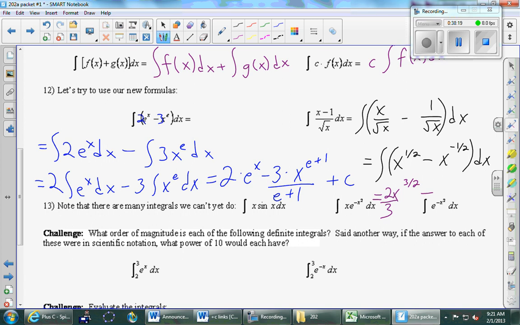Minus over here, x to the, add 1 to that power, 1/2. Divide by 1/2, same as multiply by 2. Last piece of this one, plus c. Questions on that one? Josiah, it's okay?